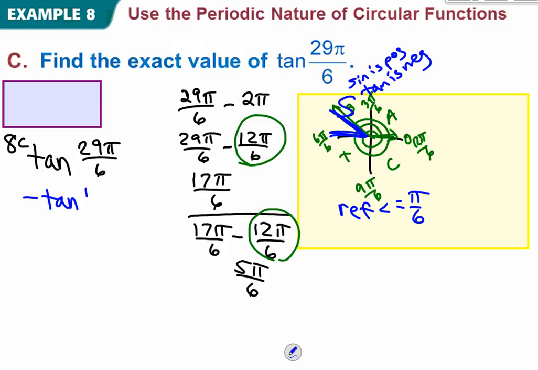Pi over 6. So off the table, what's the tangent of pi over 6? So negative, no, the square root of 3 over 3, yep. Negative square root of 3 over 3. So be careful, because that's the only one with a 3 denominator, right, on the whole table. So yeah, just be super careful of that. And so that is that problem.